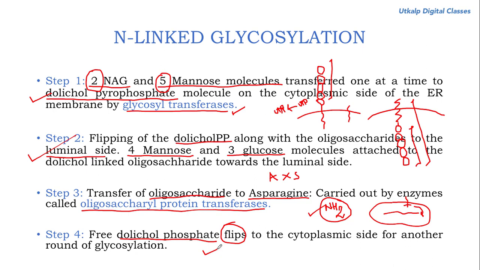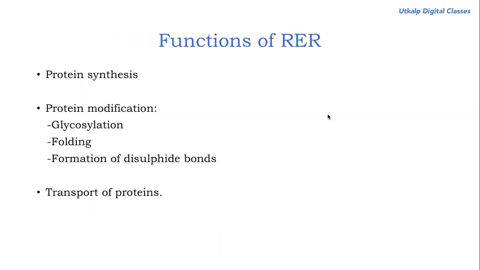And with this N-linked glycosylation, the functions of RER get completed. So this is a quick recap of the functions of the rough endoplasmic reticulum. We have covered protein synthesis, we have covered protein modification, wherein we discussed N-linked glycosylation. We discussed protein folding with the help of chaperone proteins. We discussed the formation of disulfide bonds for protein stability by protein disulfide isomerases. And this part, that is the transport of proteins, I haven't touched upon.